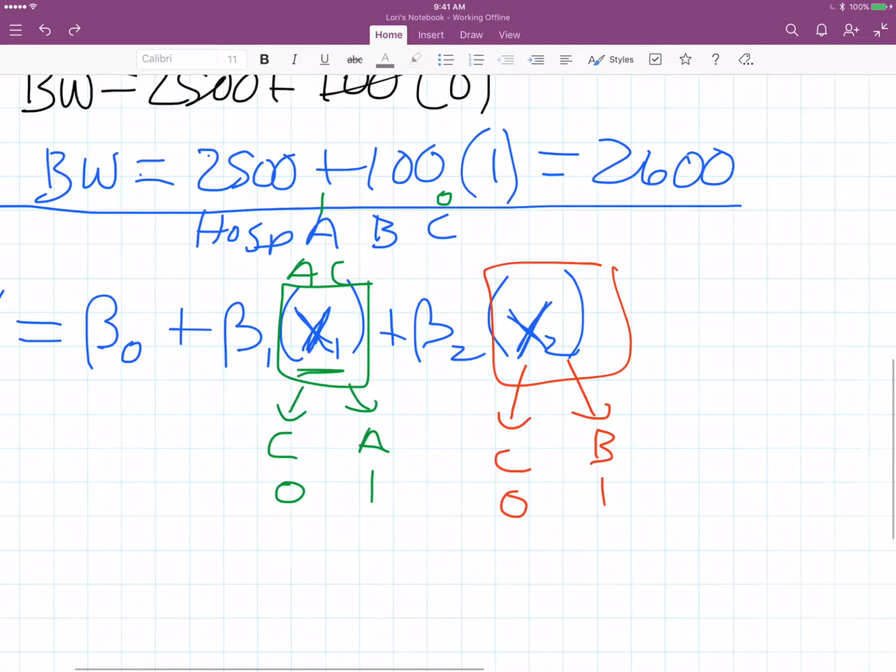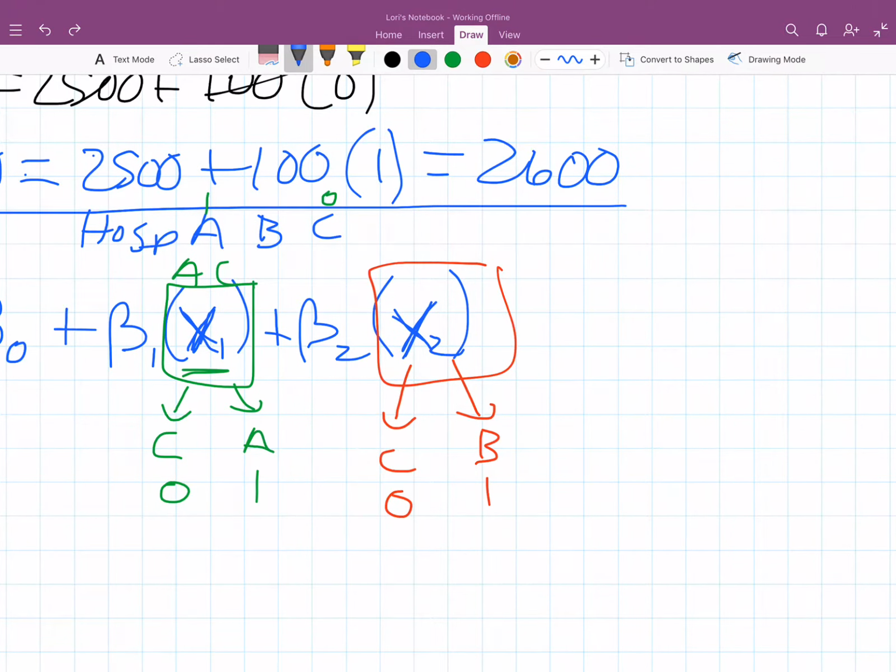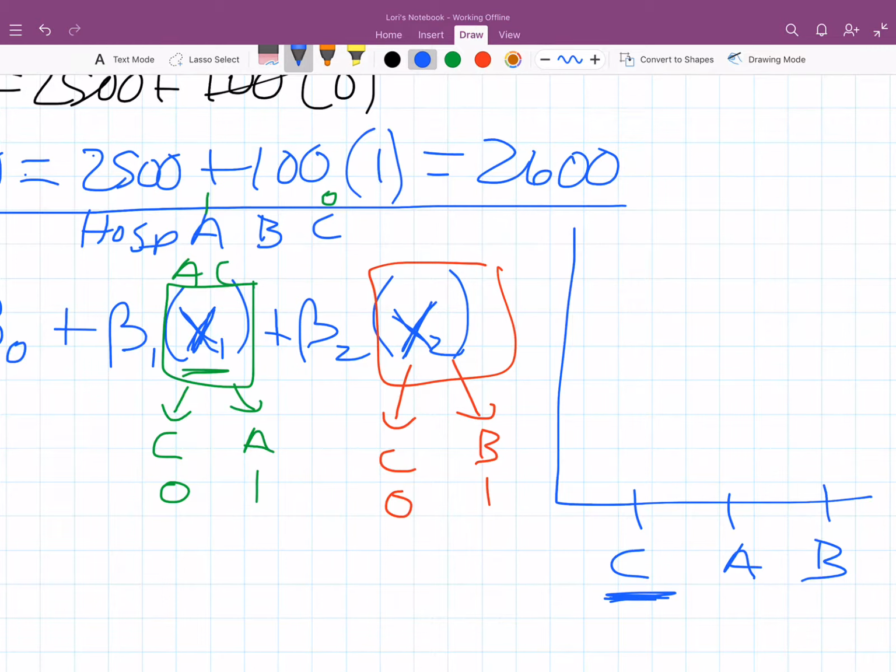The way that looks on the graph then is, and I've probably done this in a way that's confusing, so we could talk about this more, but let's say here we have Hospital C, and then we have Hospital A, and we have Hospital B. This just accentuates the fact that we don't have to have these in any particular order. We can pick any hospital to be our referent category.